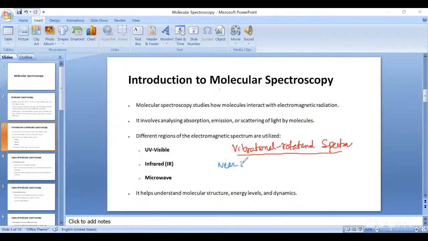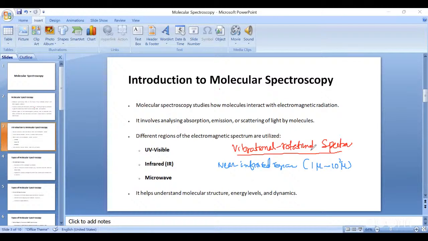The near infrared region is around 1 micrometer to 10 to the power of 2 micrometers. In this vibrational rotational spectra, each spectrum consists of an intense band, called the fundamental band, which is accompanied by a few weak bands.